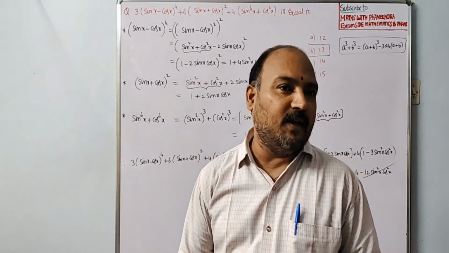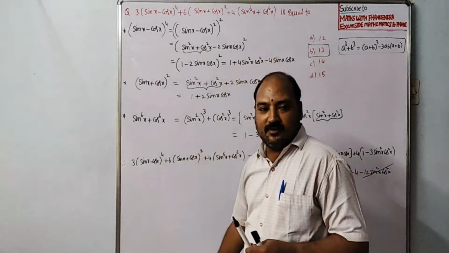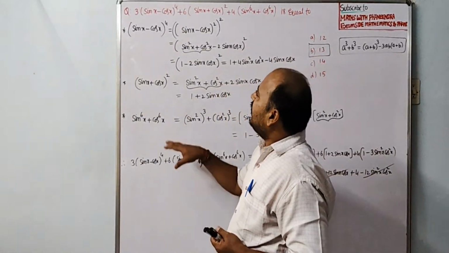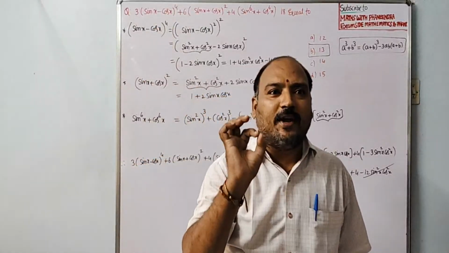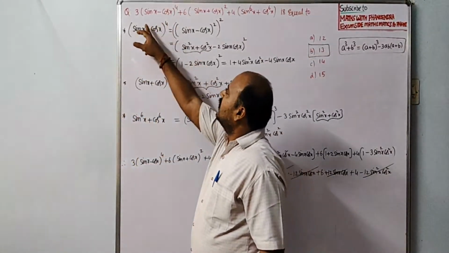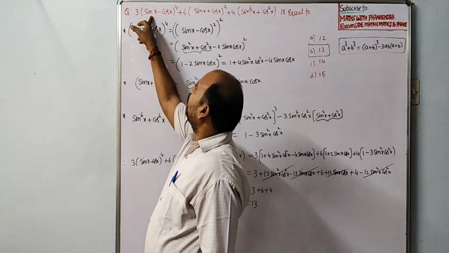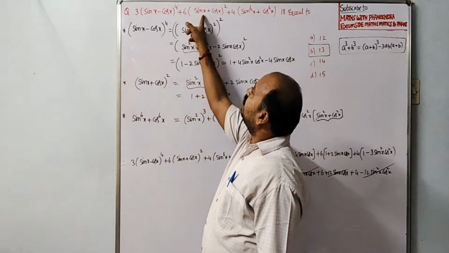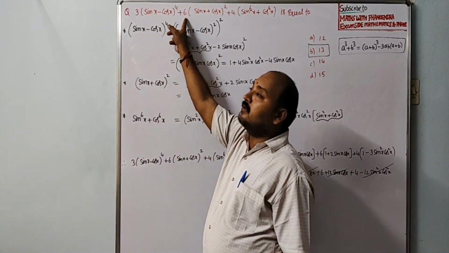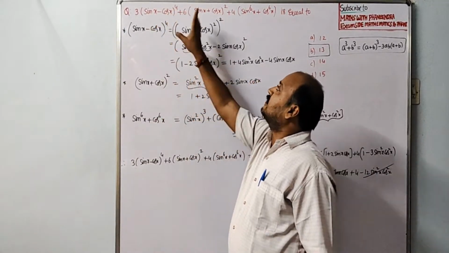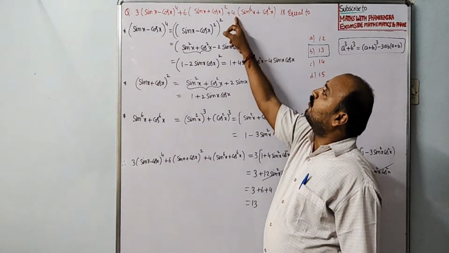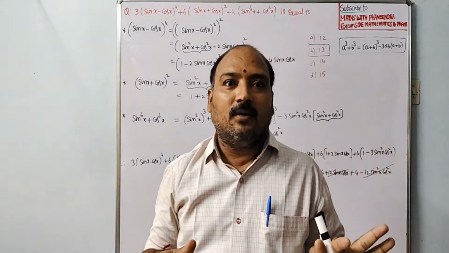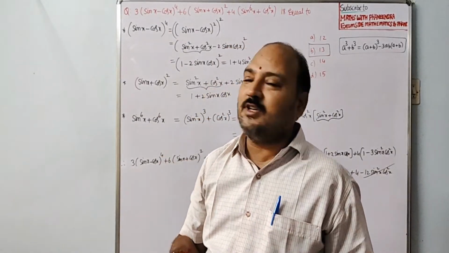But competitively, how are we going to get this answer easily? This is the blind substitution; sometimes it works out. If in the given question we take x equal to 0 degrees, then 3 into (sin 0 is 0, minus cos 0 is 1), so 3 into (minus 1) whole power 4 is 1, so 3. Then (0 plus 1) whole square is 1, 1 plus 6, 1 into 6 is 6. 3 plus 6 is 9. This value is 0, this value is 1, so 1 into 4 is 4. So 9 plus 4 is 13. Your answer is 13. So just by substituting x equal to 0, you will get this answer.